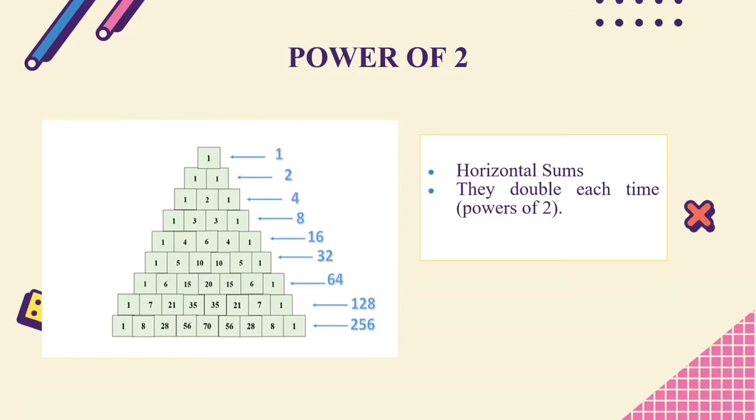The first row represents 0. So 2 raised to 0 is equal to 1. Then 2 raised to 1 is equal to 2. 2 raised to 2 is equal to 4. 2 raised to 3 is equal to 8. 2 raised to 4 is equal to 16. 2 raised to 5 is equal to 32. 2 raised to 6 is equal to 64. 2 raised to 7 is equal to 128. And 2 raised to 8 is equal to 256.